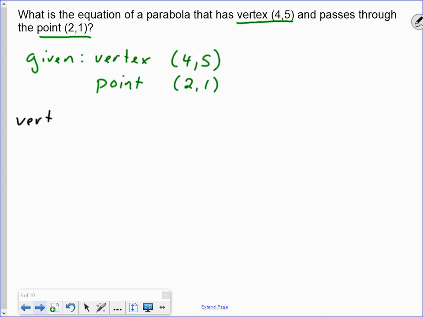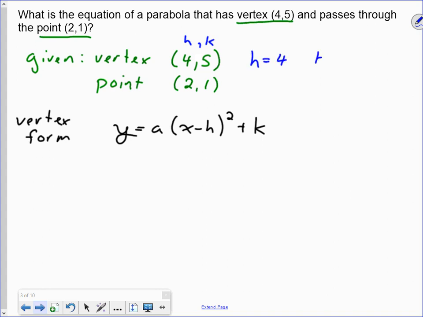Because we are given the vertex, the starting point for the equation of our parabola is going to be the general vertex form of a parabola. So we're going to start from y equals a(x minus h) squared plus k. And we're going to look to see what kind of information we can put into this equation. Well, they've given us the vertex (4, 5). We know that in our vertex, this is our value of h, and this is our value of k. So we know that h is equal to 4, and k is equal to 5. So we can take each of those values and sub them into the equation of our parabola.